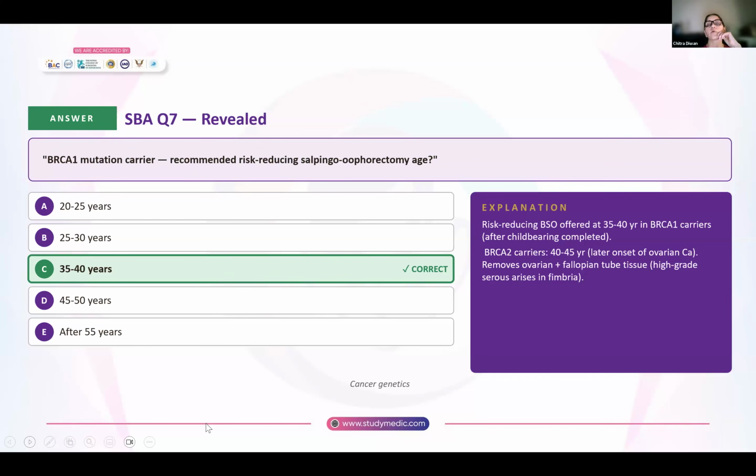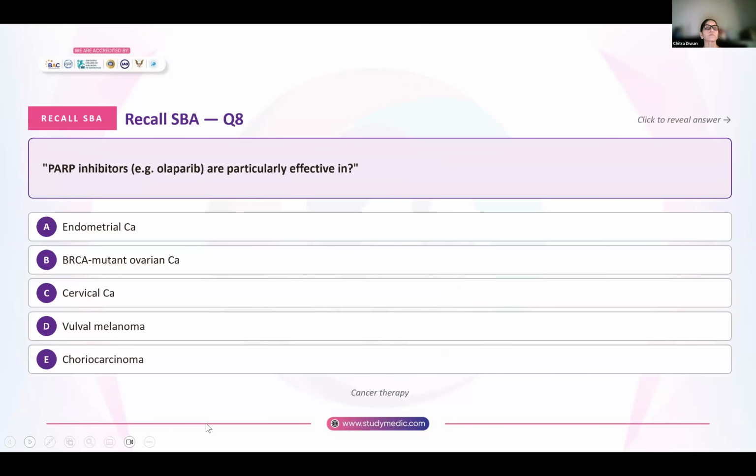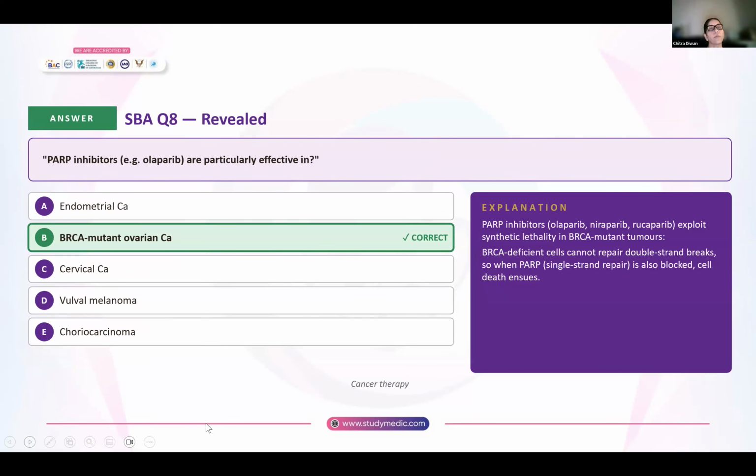For BRCA2, it is offered at 40 to 45 years of age, because the onset of ovarian cancers is later in BRCA2. For BRCA1 also, only once childbearing is complete will you offer salpingo-oophorectomy. PARP inhibitors are effective in ovarian cancers, particularly those that are because of BRCA mutation. So BRCA1 or BRCA2, that is when these PARP inhibitors are effective.